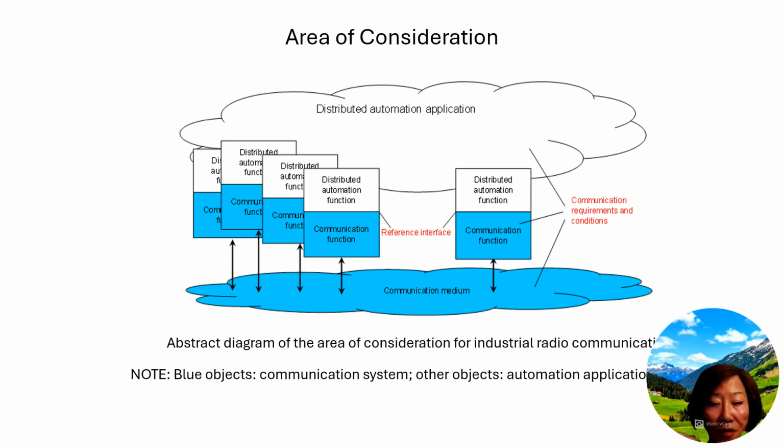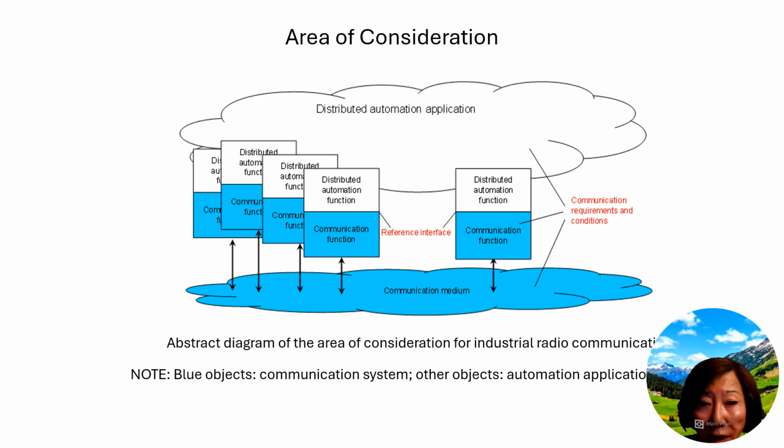Here's another picture from the spec for our discussion on communication in automation. We adopt a definition of the area of consideration for industrial radio communications. On this picture, the blue objects represent the communication system. Other objects represent an automation application system.